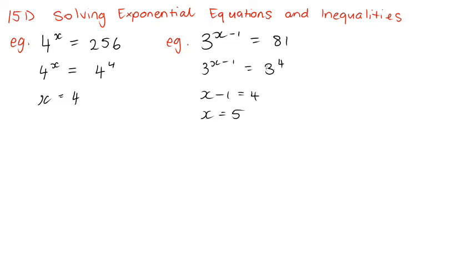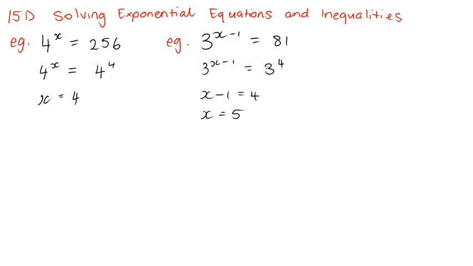I didn't get that. Minus 1. Here, you want this to say 3 to the 4. So if it's something minus 1, 5 minus 1 would give you 3 to the 4 equals 3 to the 4.